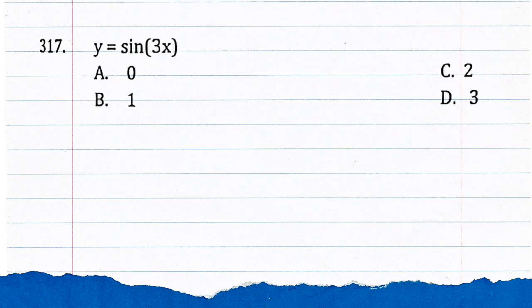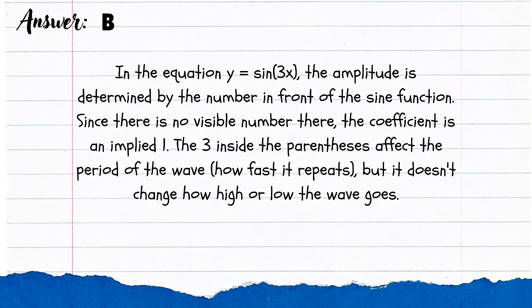Question number 317. Y equals sine 3x. And the answer is letter B. In the equation y equals sine 3x, the amplitude is determined by the number in front of the sine function. Since there is no visible number there, the coefficient is an implied 1. The 3 inside the parentheses affects the period of the wave, or how fast it repeats, but it doesn't change how high or low the wave goes.